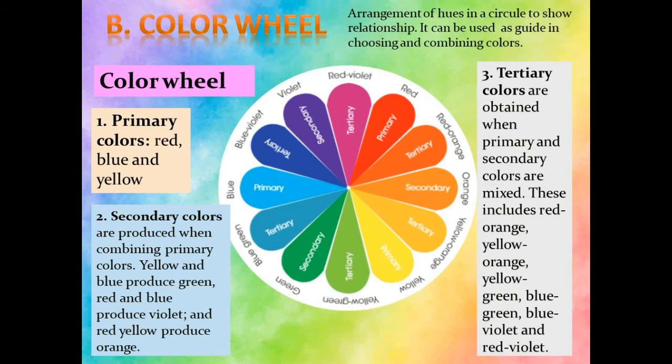So let's discuss the color wheel. The color wheel is the arrangement of hues in a circle to show relationship. It can be used as a guide in choosing and combining colors. So first, we have the primary colors. These primary colors are red, blue, and yellow. The secondary colors are produced when combining primary colors. Yellow and blue produce green, red and blue produce violet, and red and yellow produce orange. The tertiary colors are obtained when primary and secondary colors are mixed. This includes red-orange, yellow-green, blue-violet, and red-violet.